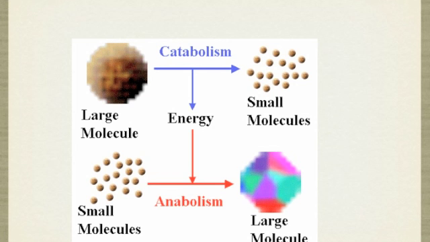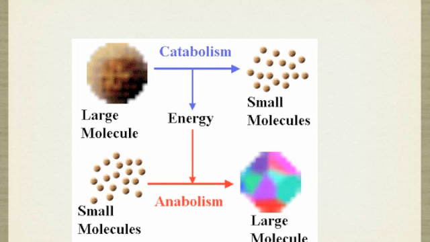Catabolism is when we take larger molecules and break them down into smaller molecules. So when we eat a piece of bread, it's then broken down into smaller molecules of glucose. And anabolism is just the opposite. We take small molecules and synthesize larger molecules.